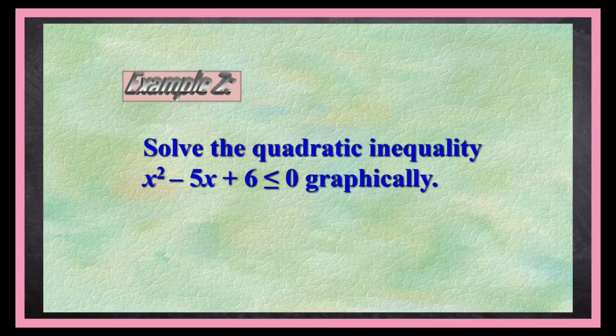Let us have example number 2. Let us solve the quadratic inequality x squared minus 5x plus 6. Now instead of greater than, I change it into less than or equal to. Then let us solve this using a number line. So let us solve number 2. We have x squared minus 5x plus 6 is less than or equal to 0.